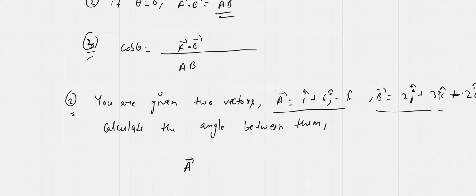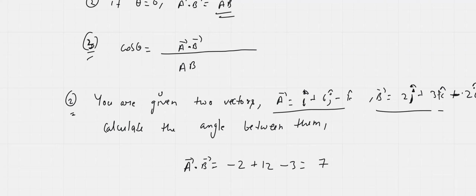You are given a proper vector, so you have to multiply. Multiply i with its i component: i multiplied by minus 2 gives minus 2. 6j into 2j is 12. Minus k into 3 gives minus 3. So overall, this comes out as 7. Clear?